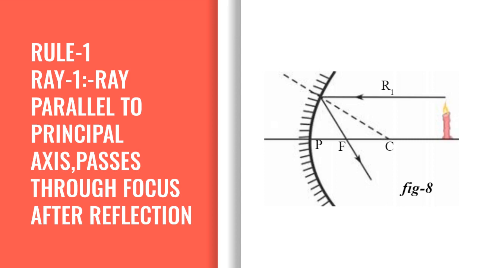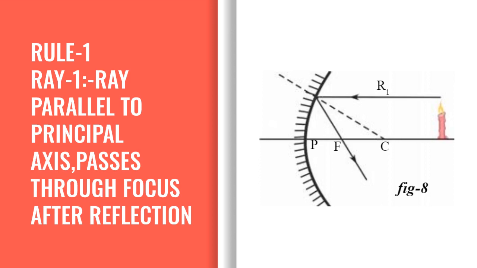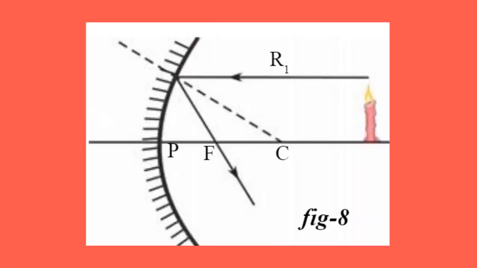Once again, listen to me, my dear children. The ray which is parallel to the principal axis passes through the focus after reflection. Carefully observe, my dear children. In this diagram, ray R1 comes from the candle. This R1 is parallel to the principal axis. After reflection, it is passing through the focus.